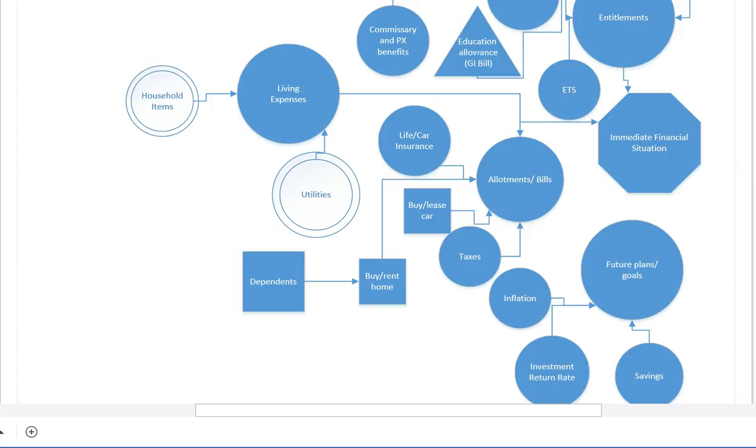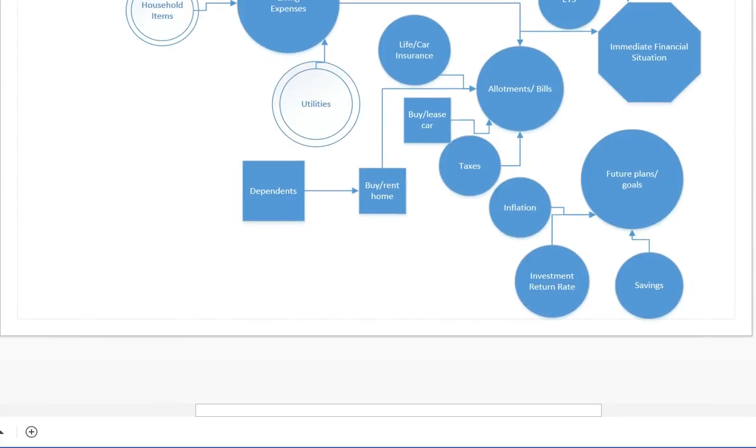For future plans and goals, things that affected your future plans and goals, variables such as inflation adjustment over time, and the investment rate if you want to make an investment, how much you're going to get back and how much you're going to have to pay for that, and then just any savings you're going to have in the future.